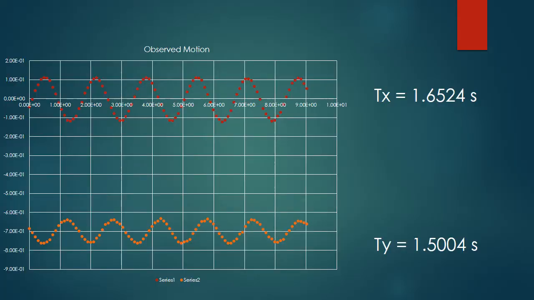Next is to compare the two periods for the x and y motion. For the x direction, the period is 1.6524 seconds, and for the y direction, the period is 1.5004 seconds. The change is due to the fact that there is also a pendulum period at play here. Since there is motion in the x direction, the spring acts as both a spring and a pendulum, with a constantly changing length. This accounts for the complicated motion and the difference in periods. This concludes my lab report for Oscillations.